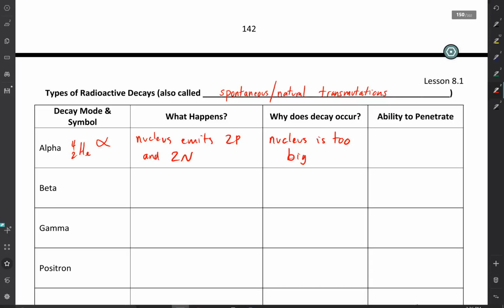Lead is our last stable element. Once you get past lead, atomic number 82, all of those isotopes are inherently unstable, and many of them are going to experience alpha decay.